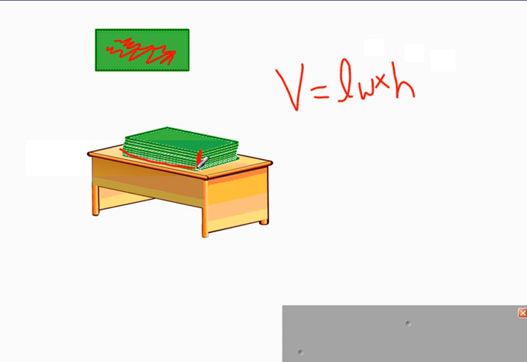So again, it's a 3-dimensional object that started 2-dimensionally, length times width, and then when we piled it up, we created the 3rd dimension called height. And that's where this formula, length times width times height, comes from.